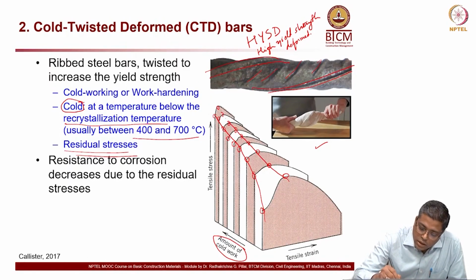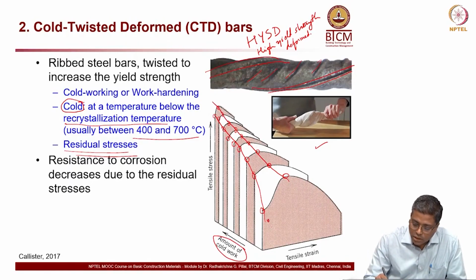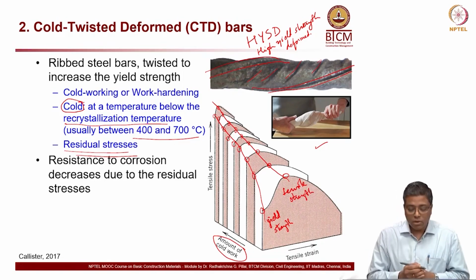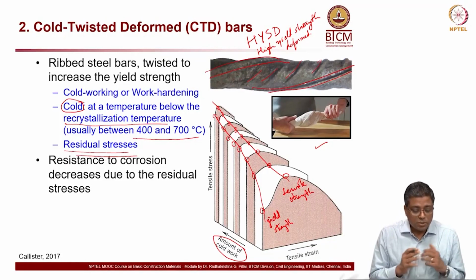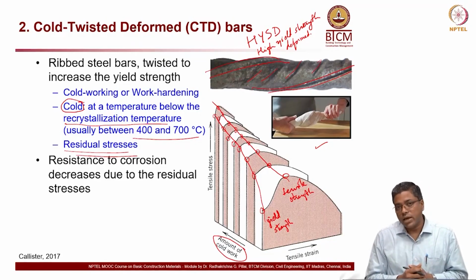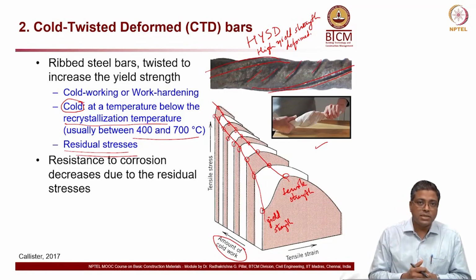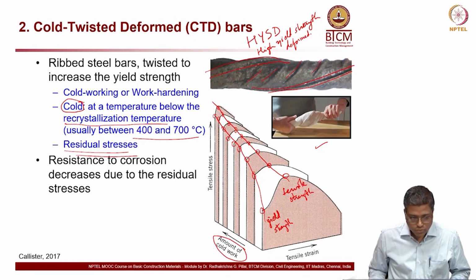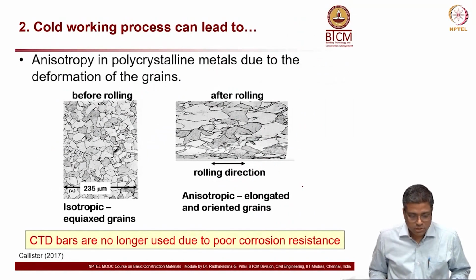This is the tensile strength curve, and this is the yield strength, and this is the tensile strength. And also ductility decreases. Anyway, the point is these bars were heavily used for a couple of decades in the 1970s, 80s, etc., but now they are not much in use. Resistance to corrosion also decreases due to the residual tensile stresses.